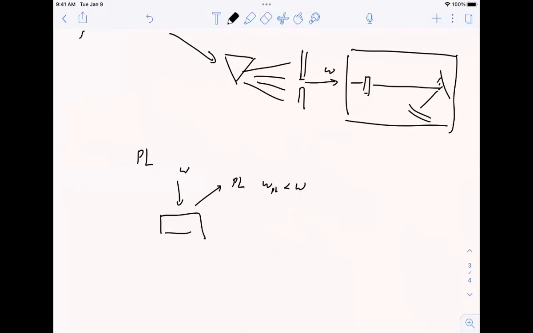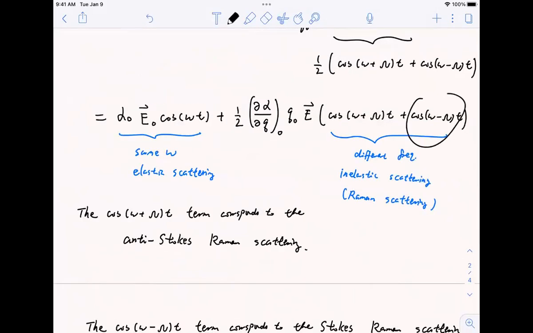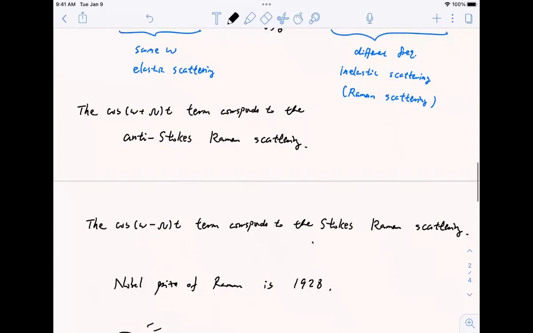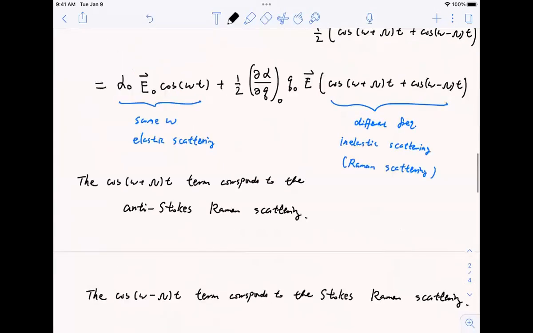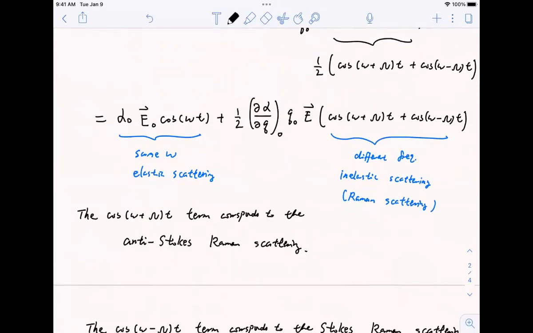So basically, Stokes shift means it is lower in frequency, and I think the origin just comes from the PL study. I'm not sure it is called Stokes shift or not, but nowadays if you say Stokes shift, then it basically means redshift. Because this Raman line occurs at a lower frequency, it is called the Stokes Raman scattering, and when it is at a higher frequency, it's called anti-Stokes Raman. So that is the reason for those terminologies.